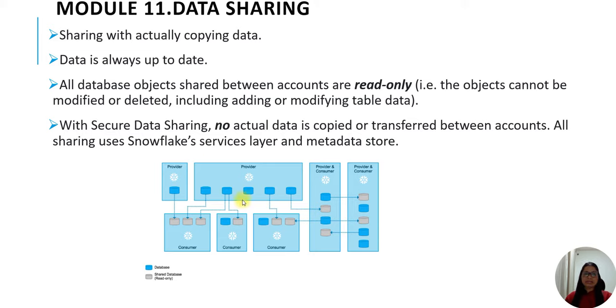You can see this diagram, it is showing provider and consumer. There are two types in the provider and consumer; we will see that in the next slide. The provider is providing the encrypted data to the consumer, and then the consumer is decrypting that data and then using the data.